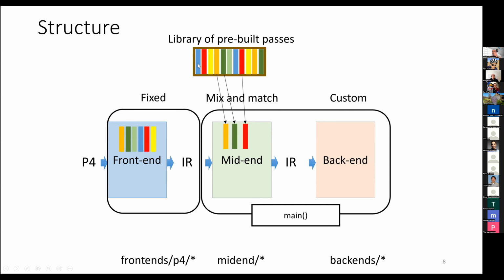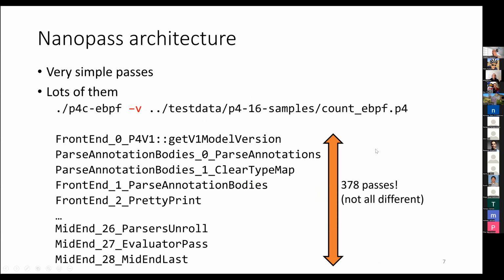Now, as I said, the compiler is built out of passes, and there's actually a lot of passes. And some people call this a Nanopass architecture, because each pass does some very, very little analysis or transformation. So for example, if you run this command line, which uses the P4C eBPF compiler, which is one of the simplest compilers we have, and you compile a very simple program, I counted 378 passes being executed for this simple program. And if you invoke the compiler with the -v flag, as in this example, it will actually print all the passes that are executed as they are executed.